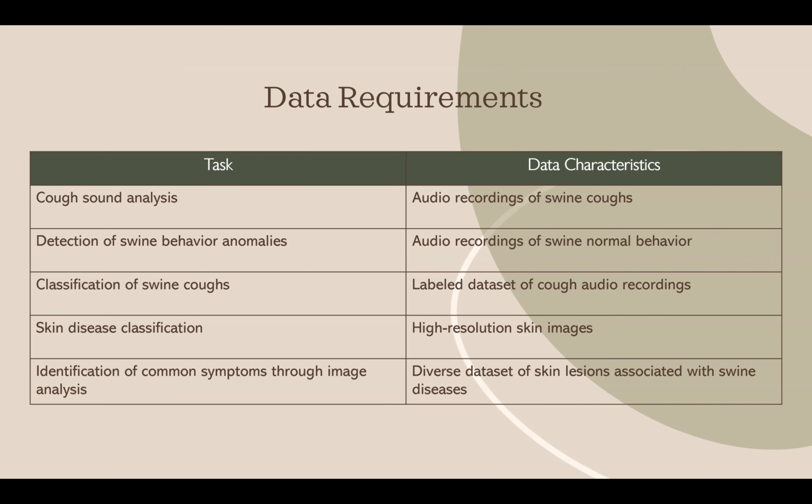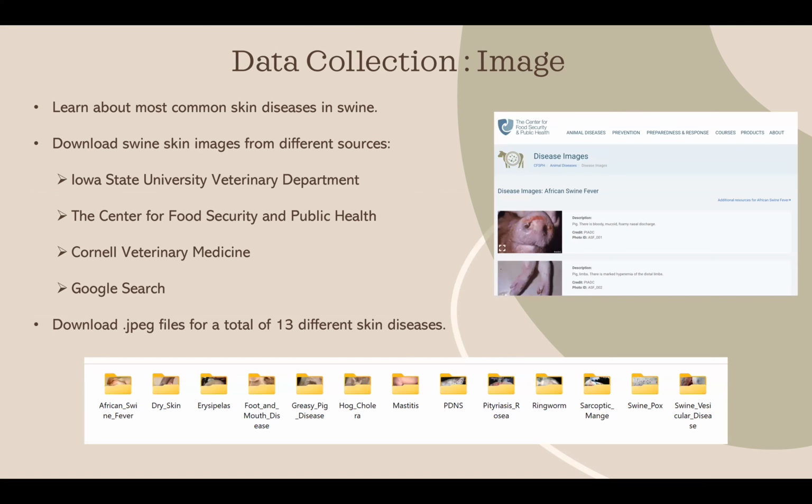Then we have to do classification of swine coughs, and for that we need a labeled data set of cough audio recordings. This is followed by skin disease classification, for which we need high resolution skin images. For identification of common symptoms through image analysis, we need a diverse data set of skin lesions associated with swine diseases.